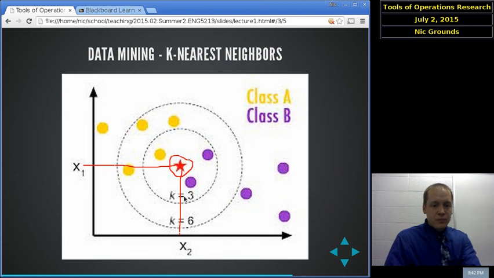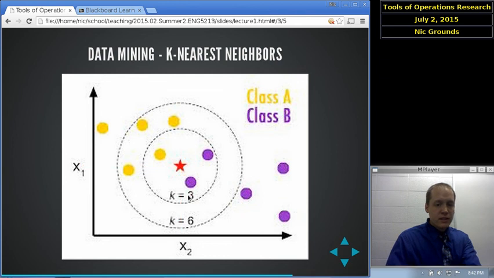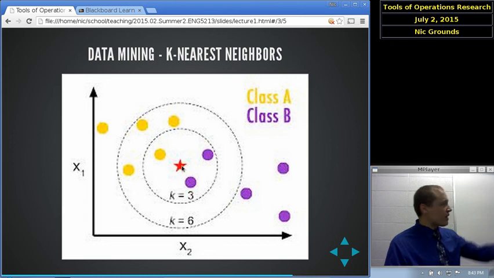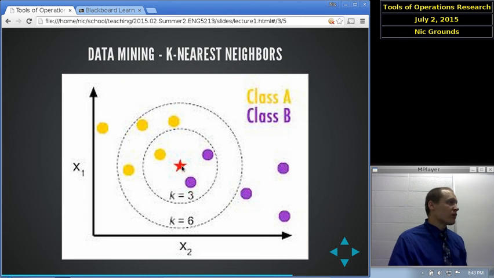Then all I have to do is figure out what are the records that are very close to it. If I picked a K of 3, represented by this little circle here, then I would see there are 3 records that are nearby. So the 3 nearest records are 1 yellow record and 2 purple records. So I would use that information to predict that this star should be purple, because out of the 3 nearest or most similar records, more of them are purple than not.